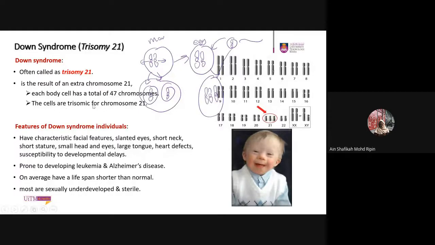Okay. So features of Down syndrome individuals have characteristics, facial features, lantern eyes, short neck, short stature, small heads and eyes, long tongue, heart defects, susceptibility to developmental delays. So prone to developing leukemia and also Alzheimer. On average, have a life span shorter than normal. Most are sexually underdeveloped and sterile.